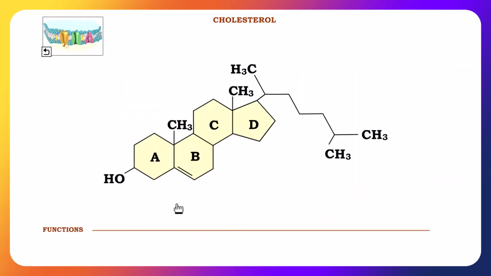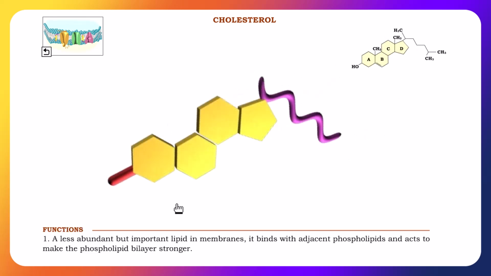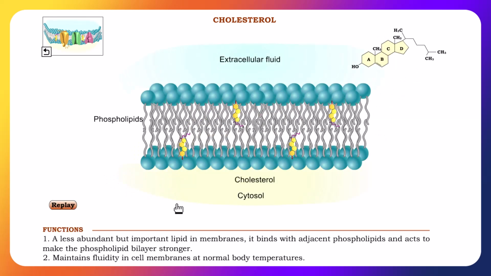The cholesterol molecules are a less abundant but important lipid in membranes. It binds with adjacent phospholipids and acts to make the phospholipid bilayer stronger. It maintains fluidity in cell membranes at normal body temperatures, and it is the one molecule that the cell membrane could not exist without.